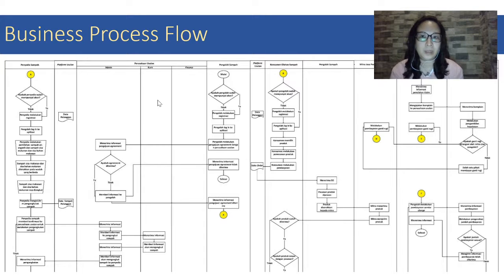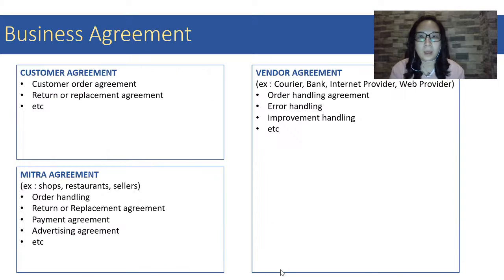Okay, so that is for the business process flow, so make sure you put in as much detail as possible. Okay, and then the next is you will need to define the business agreement. The business agreement can actually be split into the customer agreement, which means our agreement with the customer, and then the agreement with our mitra.